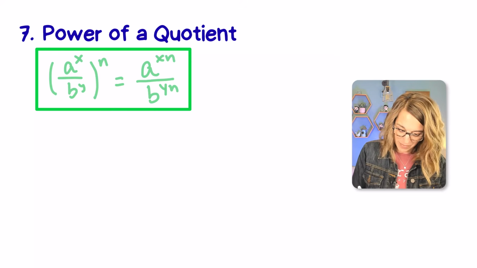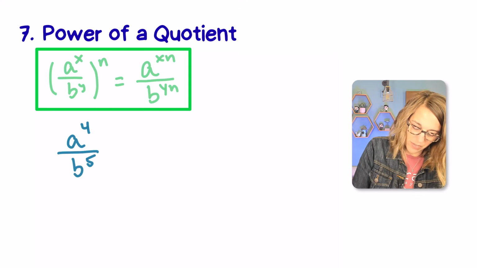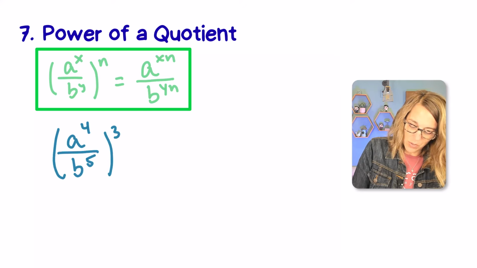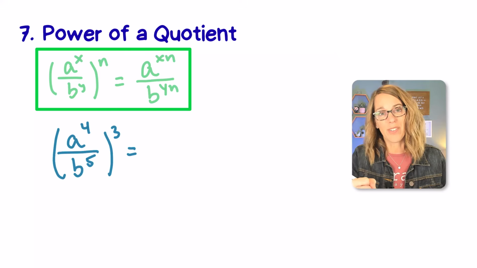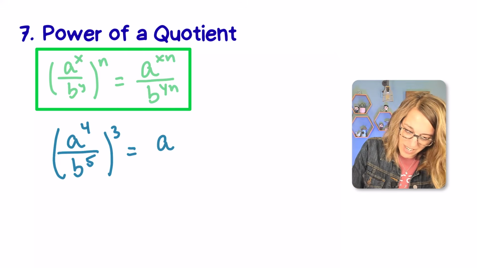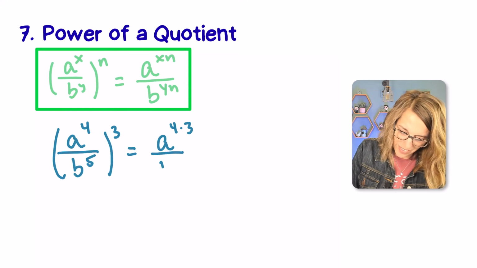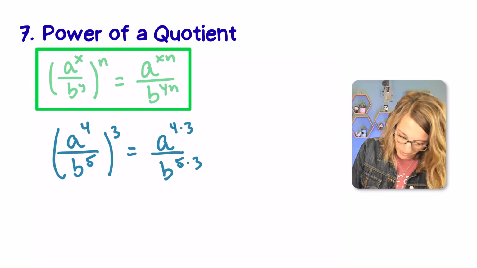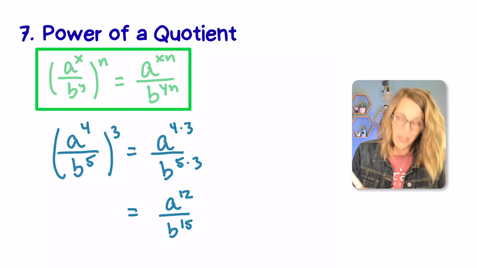Here comes an example. So in this example, I'm going to take, let's do an a to the 4th divided by b to the 5th, and I'm going to take this all to the 3rd power. All I've got to do is to apply the power to the numerator and apply the power to the denominator. Doing that, we get an a to the 4th times 3, or you can just do the multiplication in your head, and then a b to the 5th times 3. And then simplifying, that becomes an a to the 12th divided by b to the 15th.